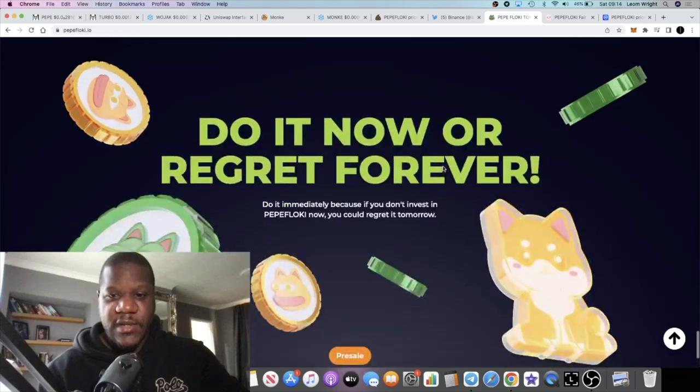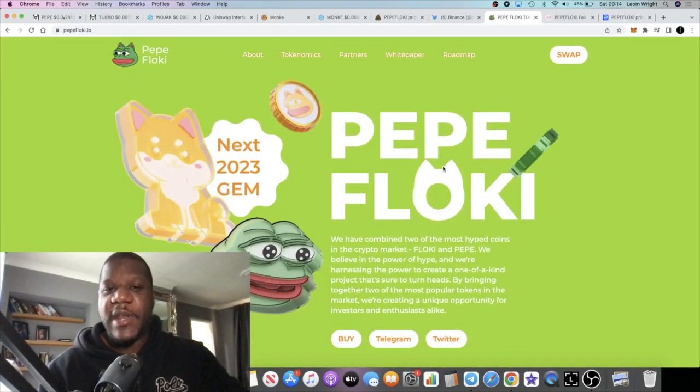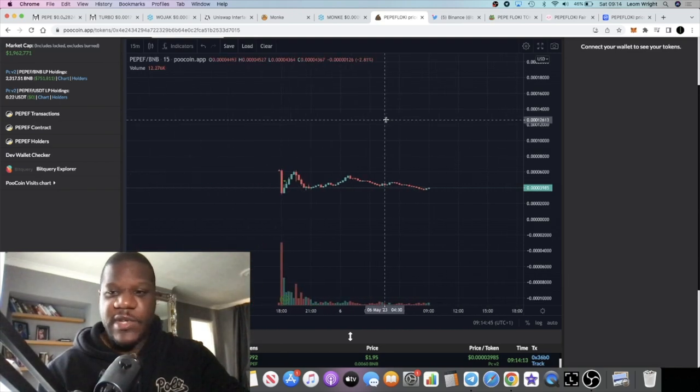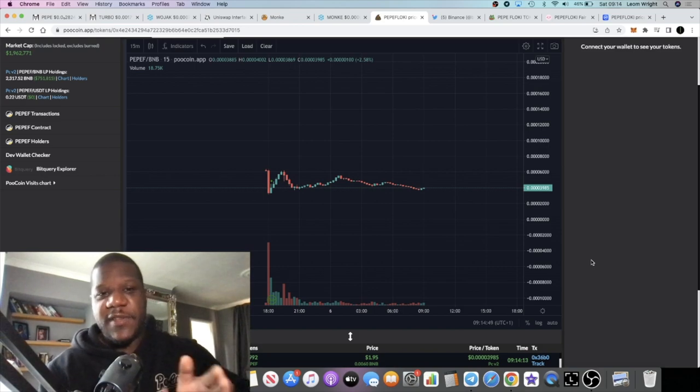Okay, guys. So in a nutshell, it is a meme coin. It is Pepe Floki. It's on the Binance Smart Chain. You can buy this with BNB or BUSD on the Binance network. And hopefully we can see this thing go to the moon. I'm sure there's going to be a lot of other people talking about it because they've got a huge marketing budget. So let's see where this thing goes, guys.